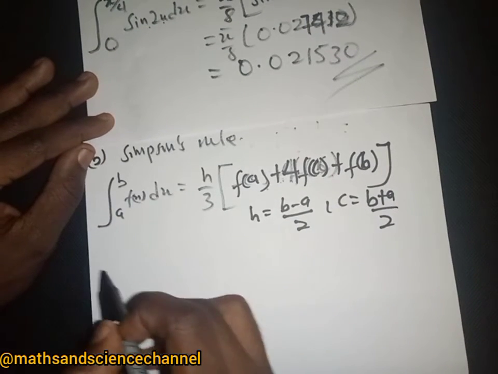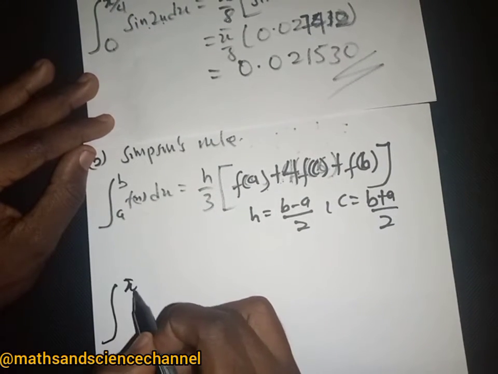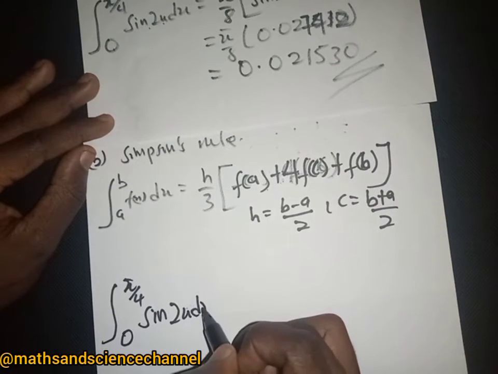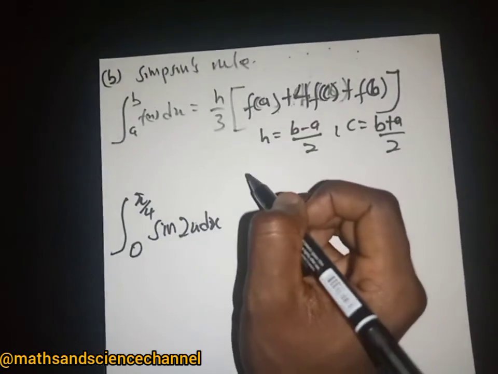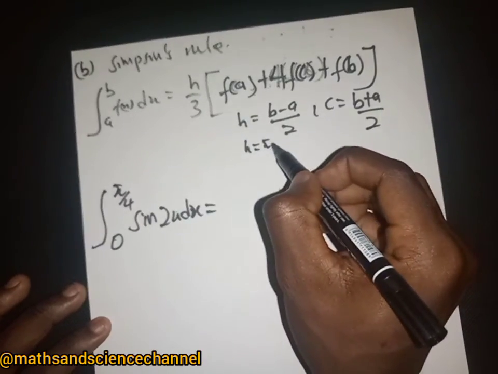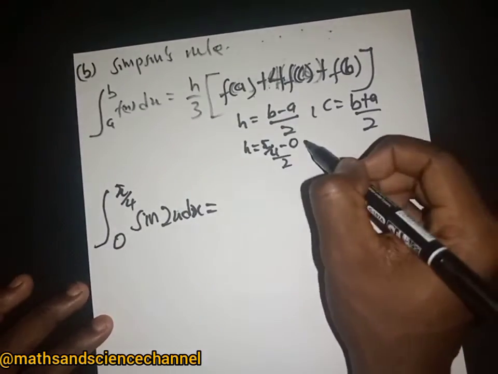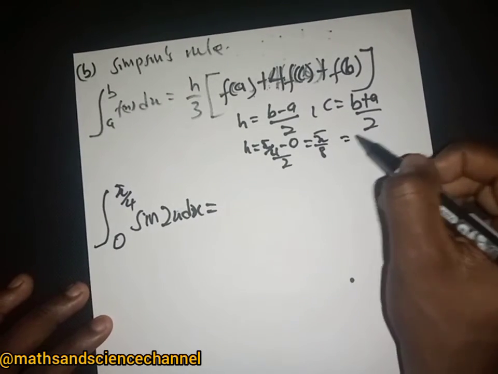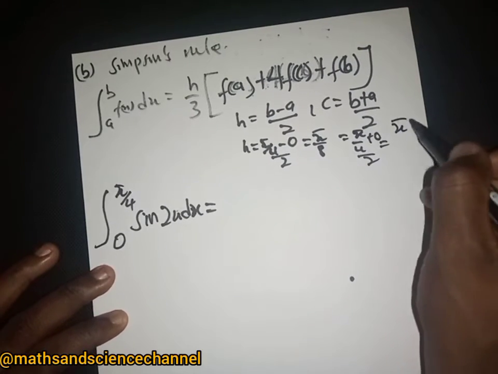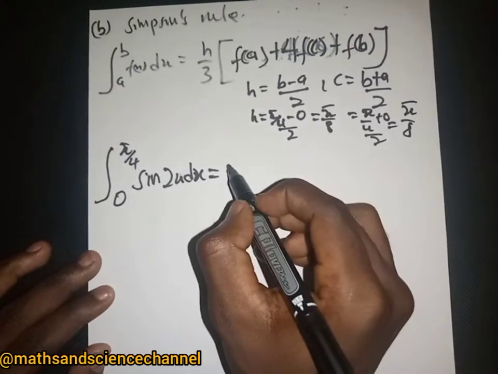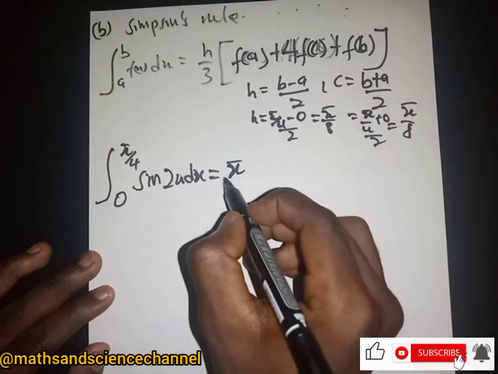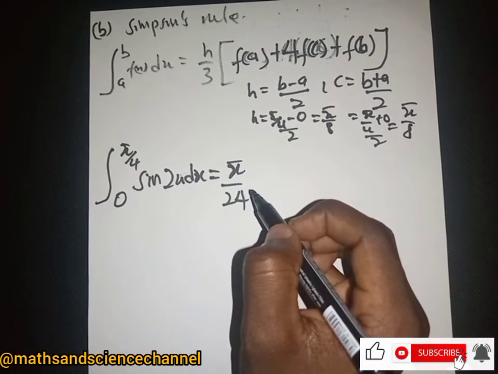So in this case we have the integral from 0 to pi over 4, with pi over 4 being b, of sine 2x dx. So h will be pi over 4 minus 0, divided by 2, which is just pi over 8. Same thing over here, pi over 4 plus 0 all divided by 2 is just pi over 8, right? So we have pi over 8 divided by 3, which gives pi over 24.